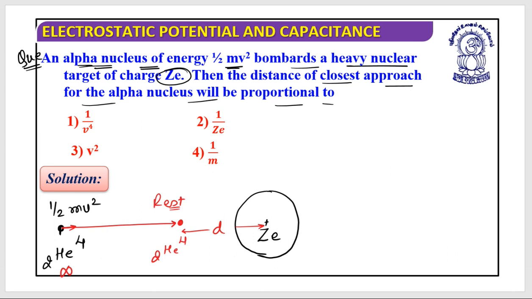Any reason for it? Please think. If you analyze the situation, this is a positive charge, and this is also a positive charge. These two will repel each other. So it is the kinetic energy that makes my alpha particle move in the positive x direction, and the force of repulsion is acting in this opposite direction.